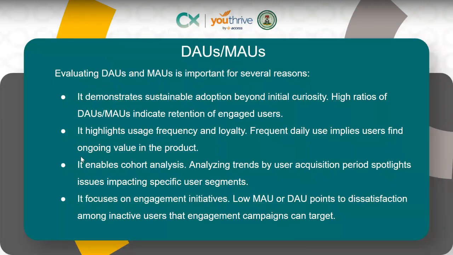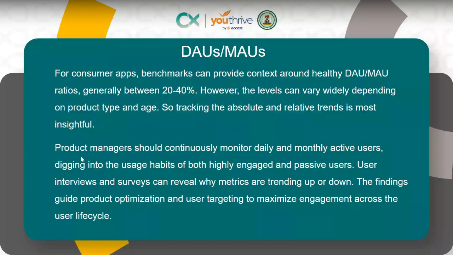All right. For customer hub, benchmarks can provide context around health. The daily active user ratio is generally between 20 to 40%. However, the levels can vary widely depending on the product type and age. So tracking the absolute and relative trend is most insightful. So as a product manager, you should continually monitor daily active users.